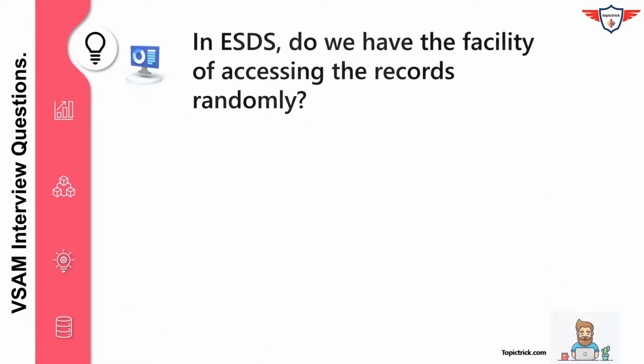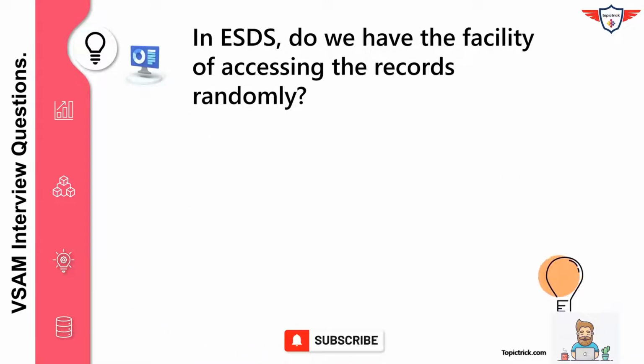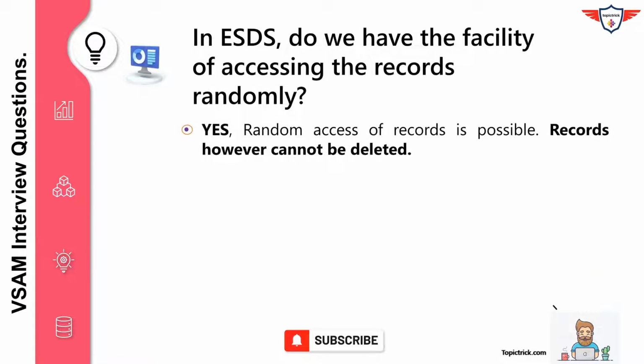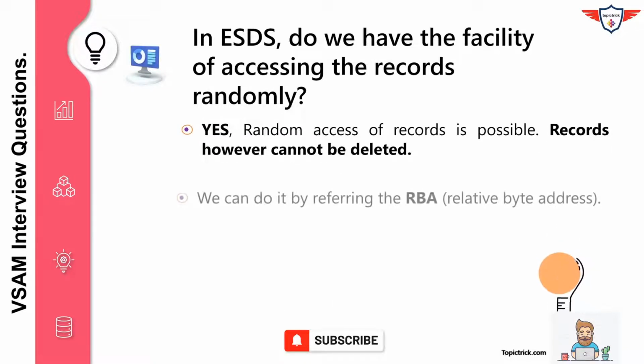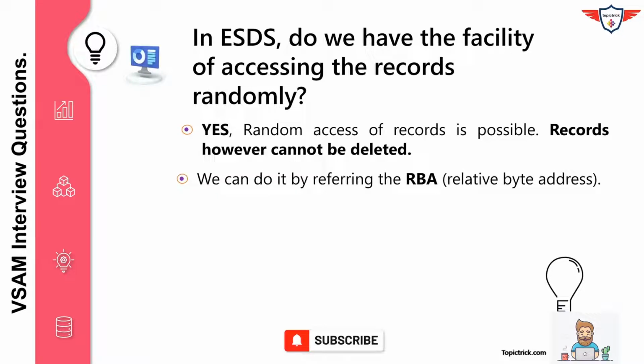In ESDS, do we have the facility of accessing the records randomly? Yes, random access of records is possible. Records, however, cannot be deleted. We can do it by referring to the RBA, relative byte address.